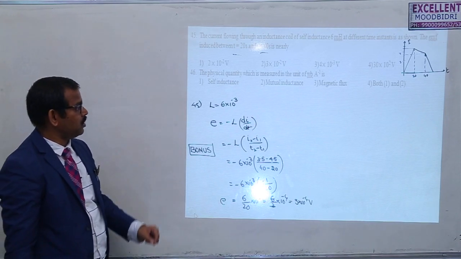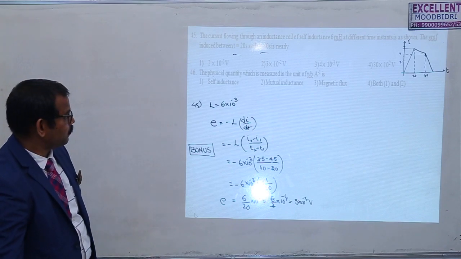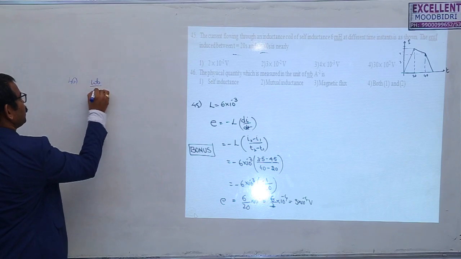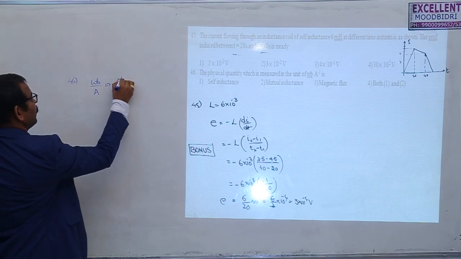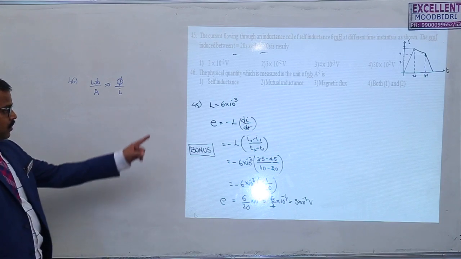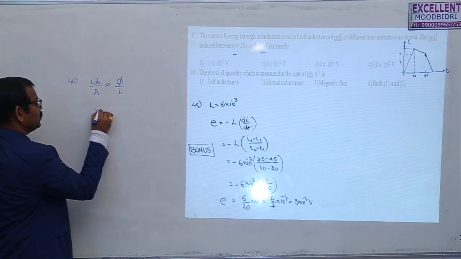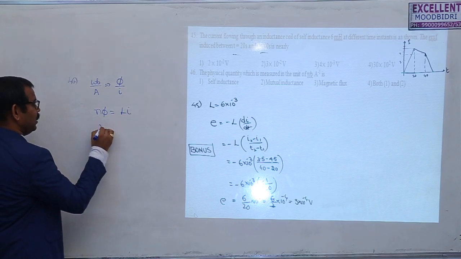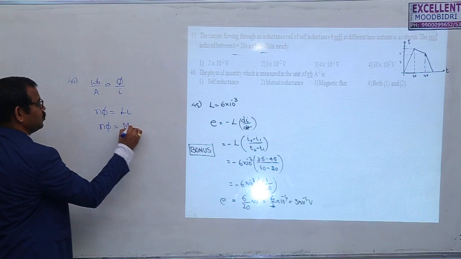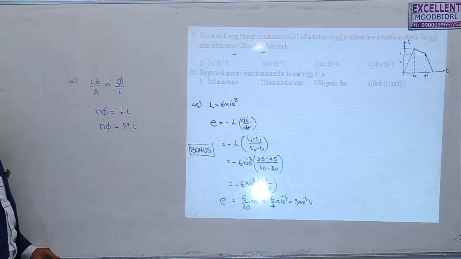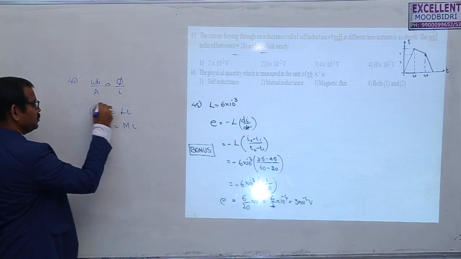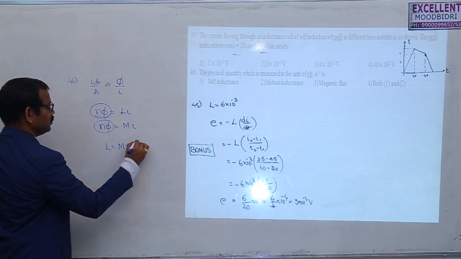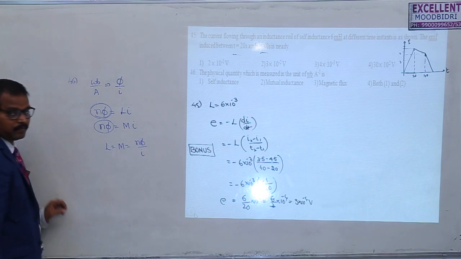Now 46. The physical quantity which is measured in the unit of Weber per ampere. So this is 46. Weber per ampere is nothing but magnetic flux per current. From the same concept we know that the total flux linked with a coil, N phi, is equal to Li, or total flux linked with the second coil is equal to the mutual inductance between the two coils into I. In both cases, L is equal to M is equal to N phi by I.